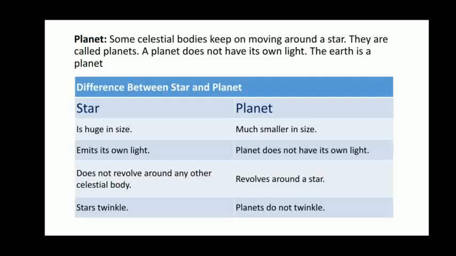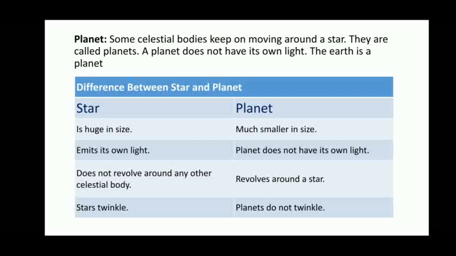We all know that we live on Earth. The Earth on which we live is called a planet. What is a planet? A celestial body which cannot emit light on its own is called a planet.